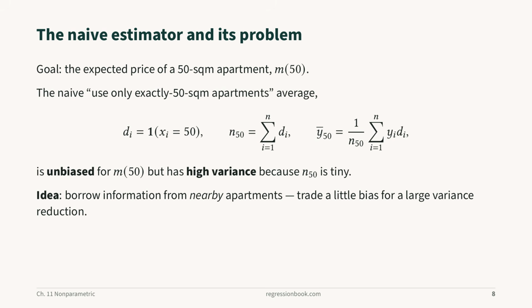Suppose we want the expected price of a 50 square meter apartment. The most literal estimator averages only apartments of exactly that size. It is unbiased for the target under random sampling, but the number of exact matches is tiny, so the estimate is noisy. The central idea is to borrow information from nearby sizes. We accept a small amount of smoothing bias in exchange for a potentially large reduction in variance.